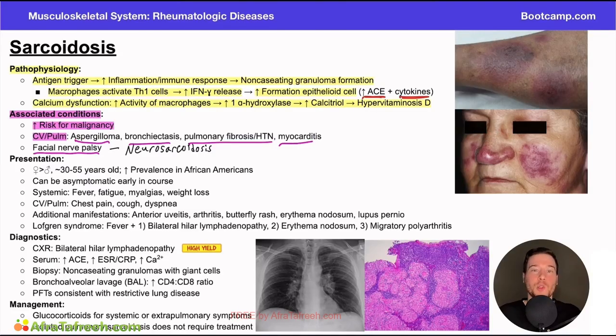Again, this is kind of like lupus. This is kind of like scleroderma. It's a multi-system, multi-organ involvement. We have to be able to differentiate these on test day.